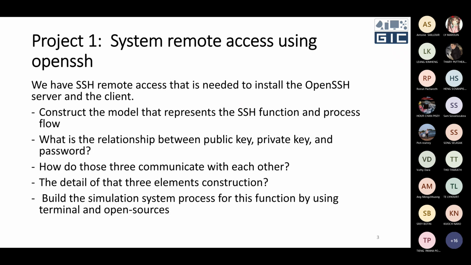Yes, sir. Just a quick question. I don't clearly understand the goal of the project. Okay, the goal of the project is to construct a model to represent the SSH function and simulate how it works. But the sub-goal, because in order to construct SSH, some elements are needed such as algorithm, public key, private key, and password. So I am only asking about the public key, private key, and password, how you construct those things, and what the relationship is between those components.